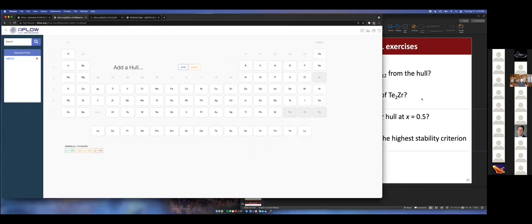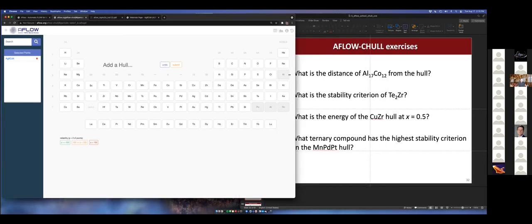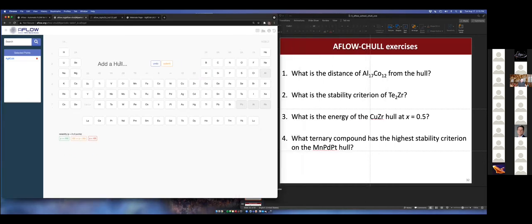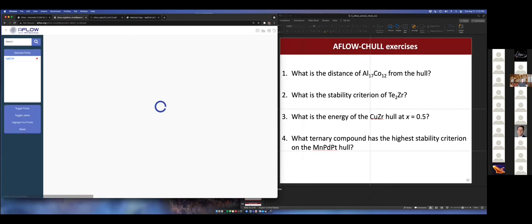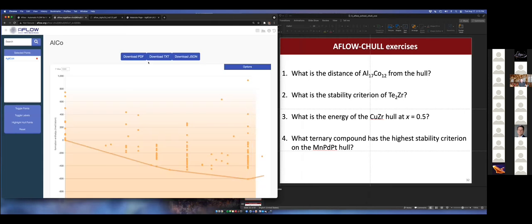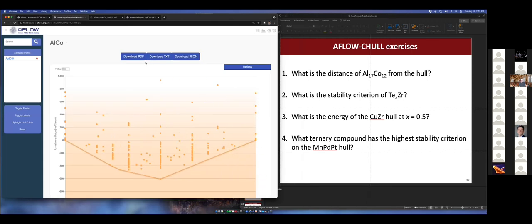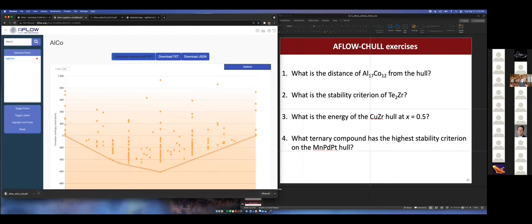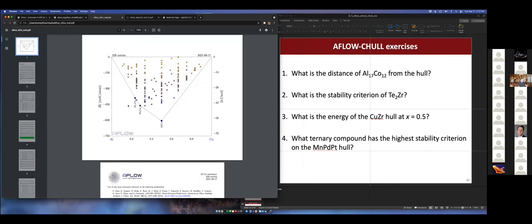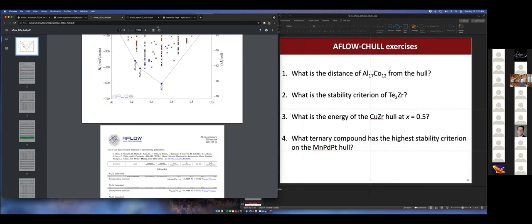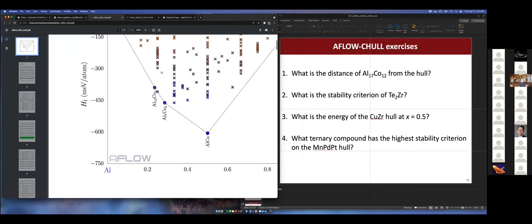All right, let's walk through the exercises together and see if you were able to find the results you're looking for. The first question requires that we pull up the aluminum cobalt convex hull. So we'll type in AlCo in the search box. I think the easiest way to do this is to download the PDF. I pull up the PDF here and then I look for that composition in the report.